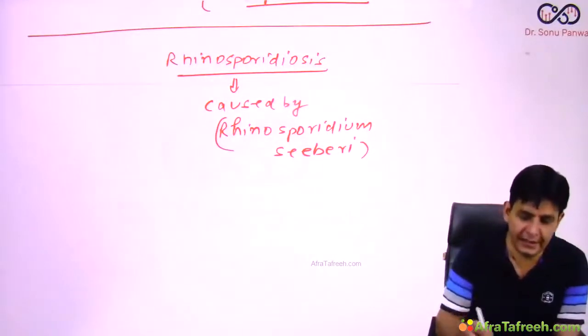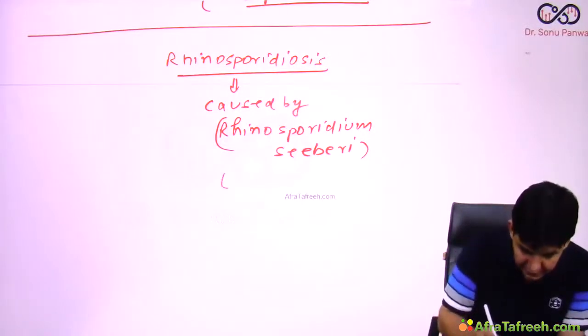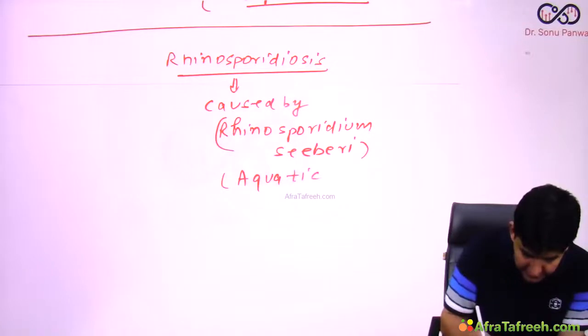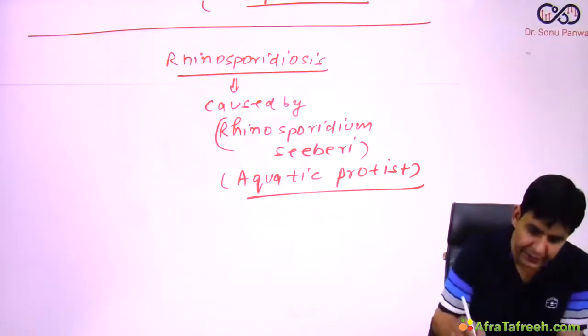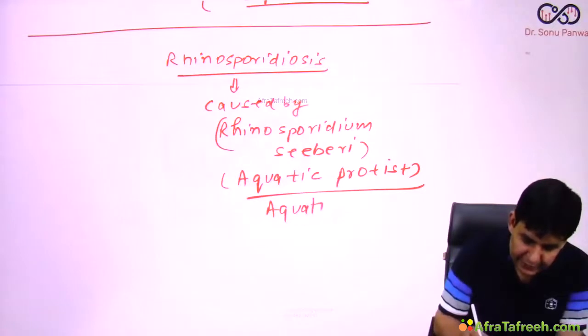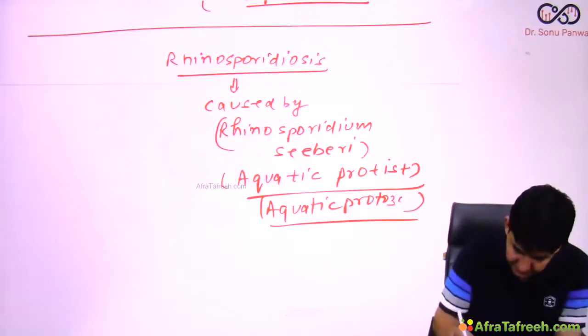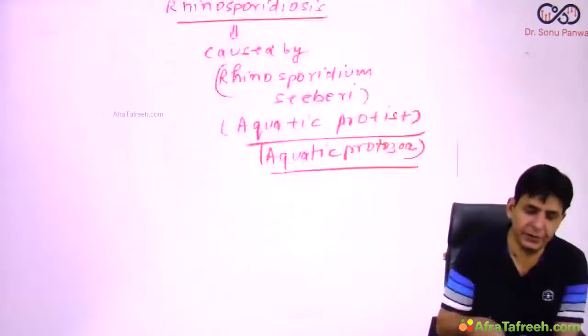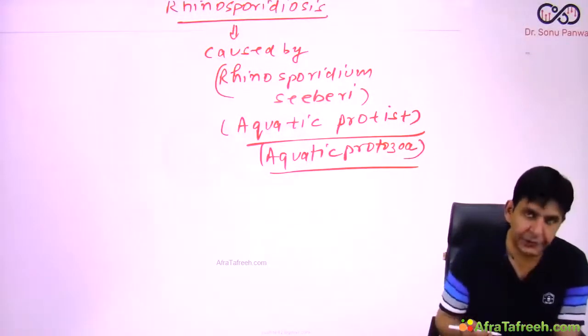Some say it's not a fungus, and they truly say that because now in the standard book of ENT, it has become what? Aquatic protist. So this confusion is over now, whether it's a fungus or a protist or a protozoa. So remember, it's an aquatic protist, and to be more precise, they have mentioned it as aquatic protozoa. They have termed it as aquatic protozoa. You can mark this as an answer in the question.